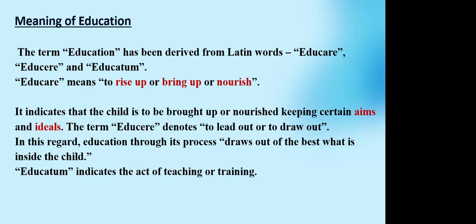It draws out the best of what is inside the child. So through education, we have to focus on getting the best which is inside the child, right? We always speak about focusing on the development of the child. Whatever the knowledge he has, whatever the skill the child has, we have to develop, right? So we try to get the maximum which is within the child. So educatum indicates the act of teaching and training. Because we need to get the best out of the child, the act of teaching or training is important and relevant for this purpose.